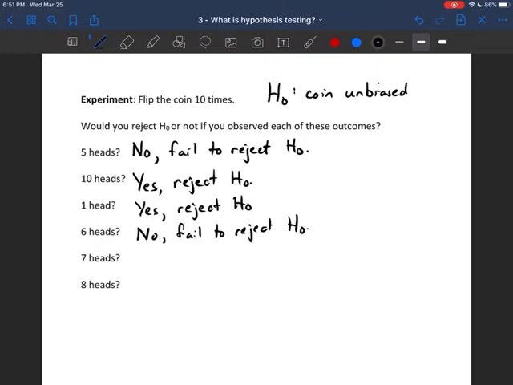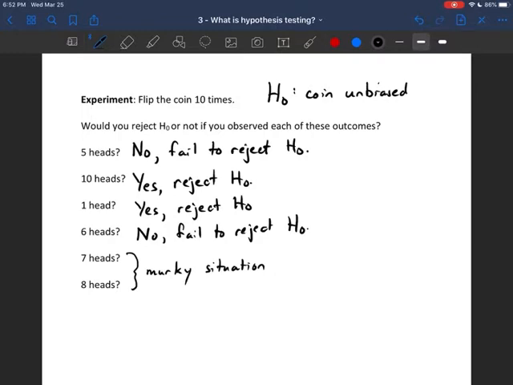Now, what if I got 7 heads or 8 heads? Somewhere in here there's a line. Somewhere there's a line between, well, this is kind of unlikely to happen with a fair coin, and this is really unlikely to happen with a fair coin. So these cases down here, these are a little murkier. They depend on how much evidence you need to decide that you're changing your mind about something. 7, 8, 9. In these situations, would you be happy to reject the null hypothesis or not?